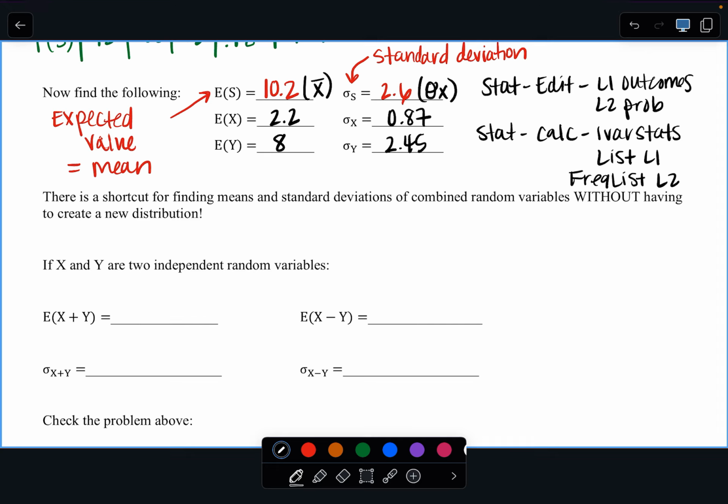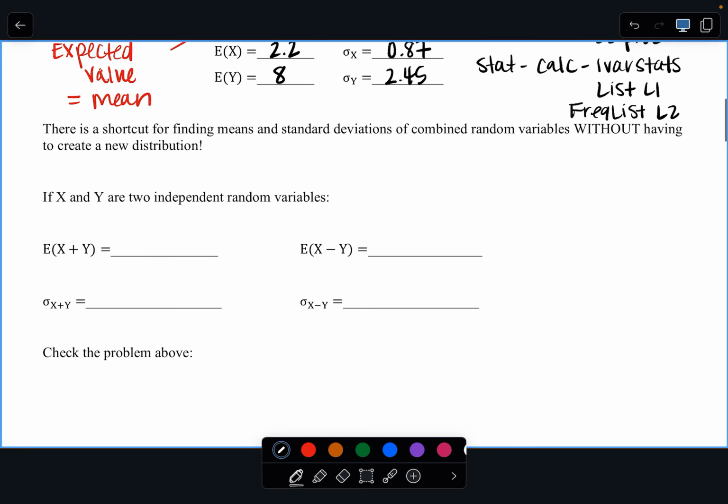So yes, if they give you the tables, you can absolutely do what we just did. Combine all the values, run the data separately, get the mean, get the standard deviation. But sometimes they just give you summary statistics. If I only had the expected values and the standard deviations of Y, I could still find X plus Y.